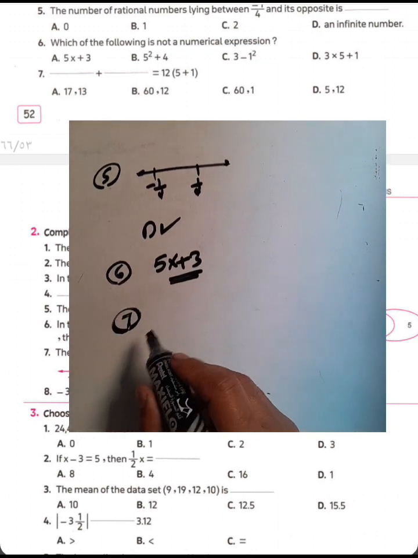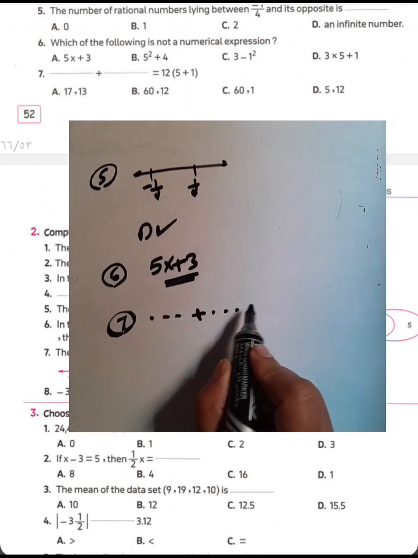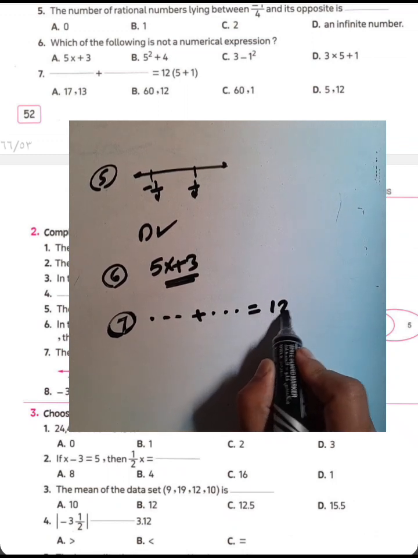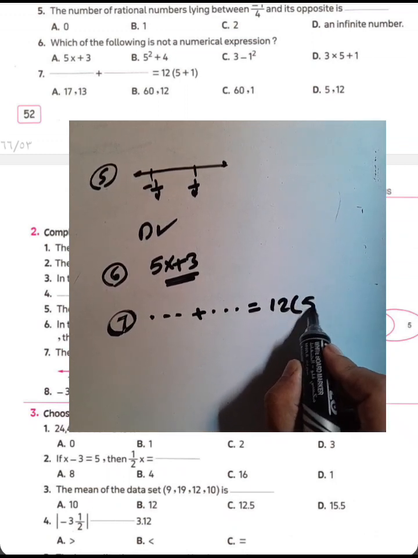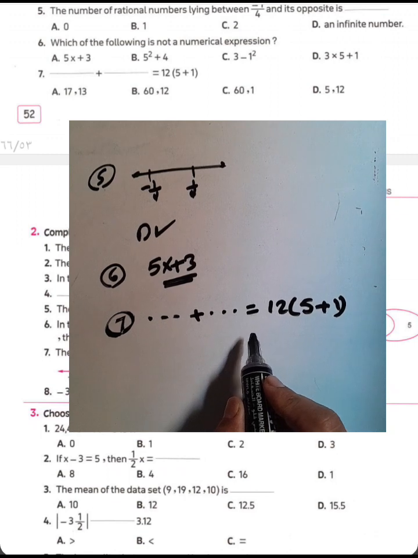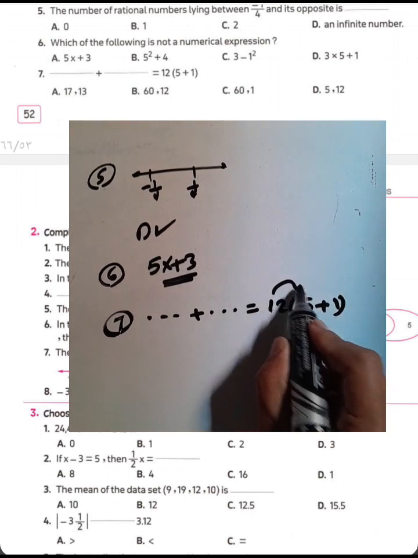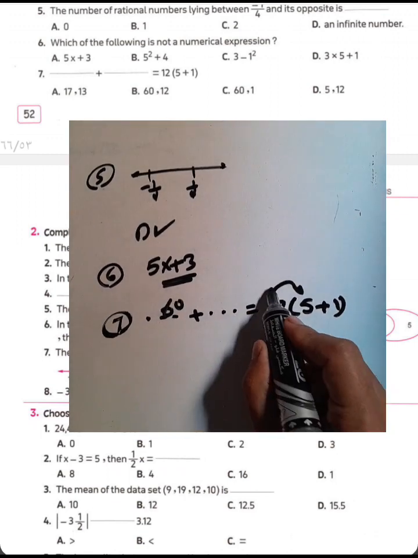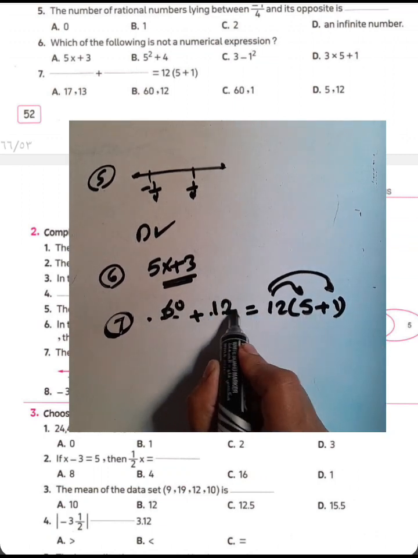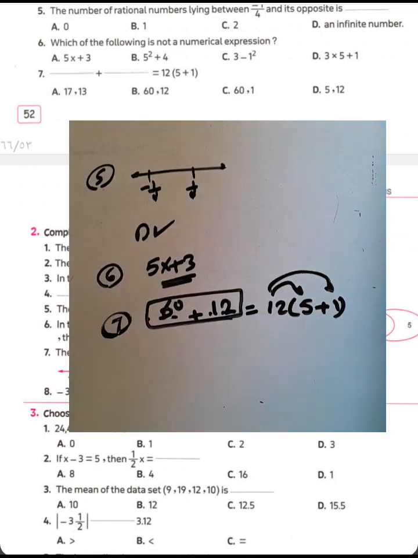Question number 7. Space plus space equals 12 times 5 plus 1. We will use the distributive property here. 12 times 5 equals 60, and 12 times 1 equals 12. Then the result will be 60 plus 12.